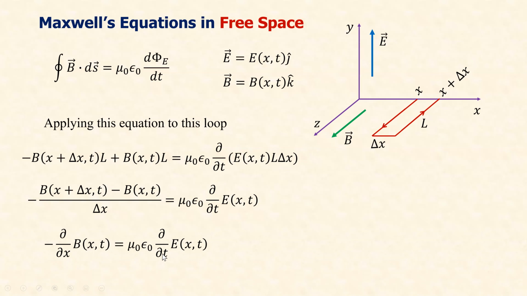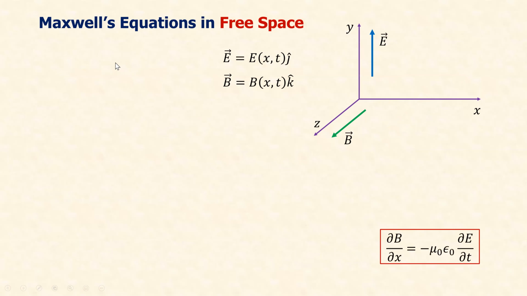Okay. And then we know B and E are functions of x and t. We can drop the dependence and write it simply like that. All right, so this says that the rate of change of B with respect to x is equal to negative mu naught epsilon naught times the rate of change of E with respect to t. So this is what we get from this equation. We can put that aside and then see what the other equation gives us.